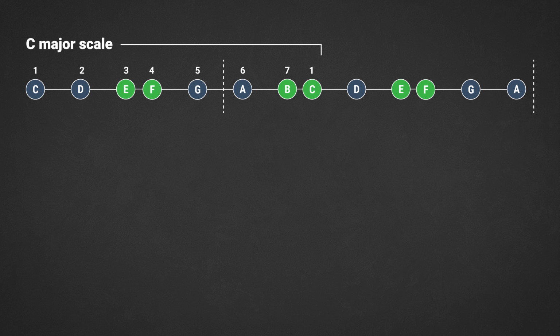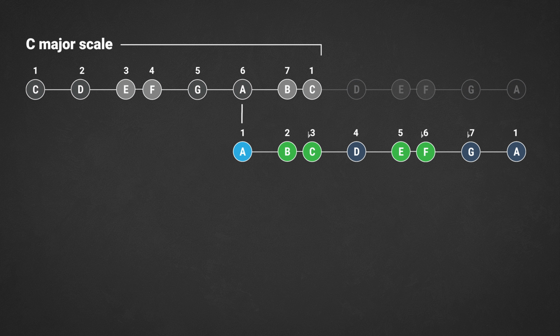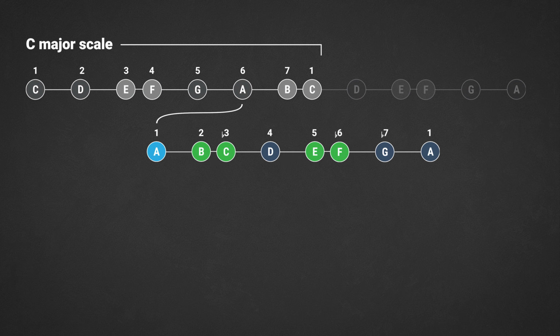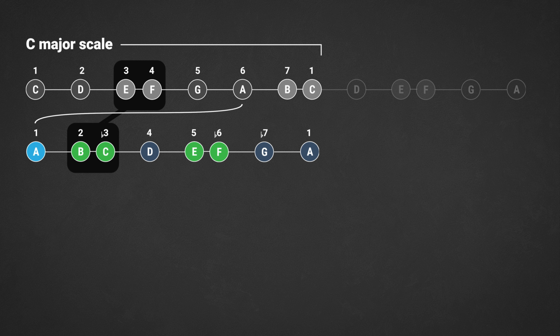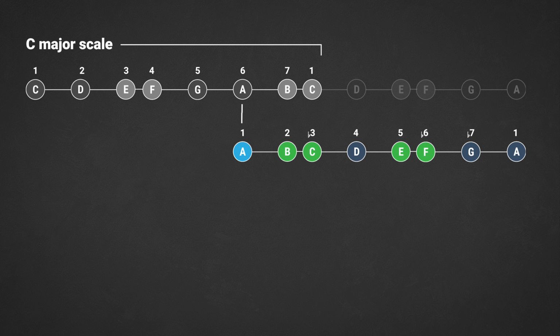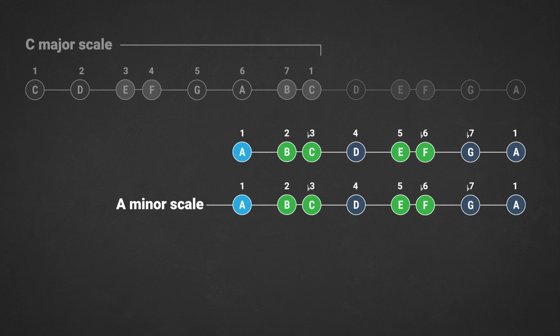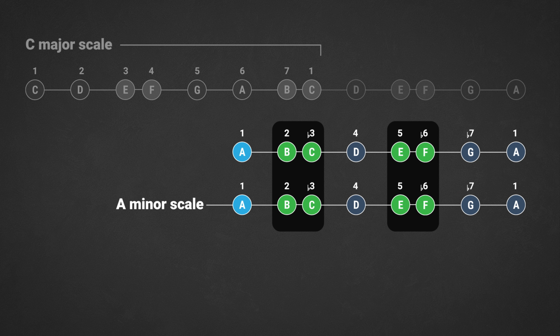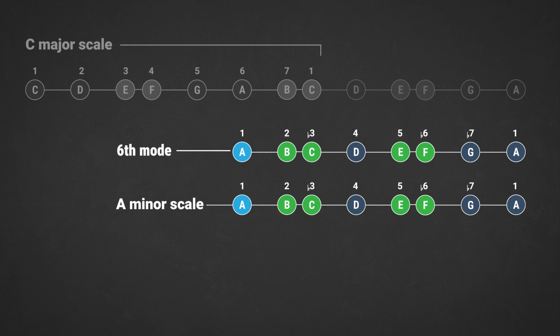Starting on the sixth note of the major scale, we'll play the notes of the C major scale from the note A to the next note A. The location of the half steps are now between the second and third note and the fifth and sixth note. The new scale that is created is a minor type of scale because it has a minor third. Now when we compare this scale to the common natural minor scale, we'll see that it is exactly the same scale. And this means that the sixth mode of the major scale is in fact the natural minor scale. So the natural minor scale is actually a mode of the major scale. And that is something, right?